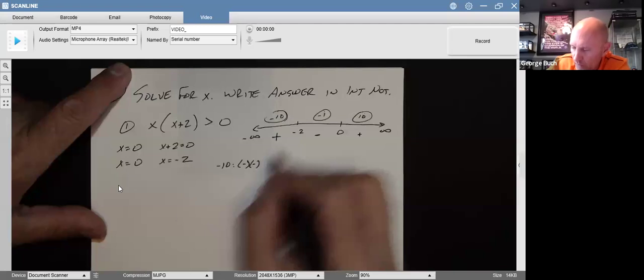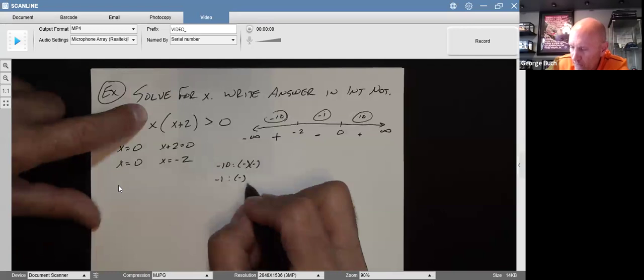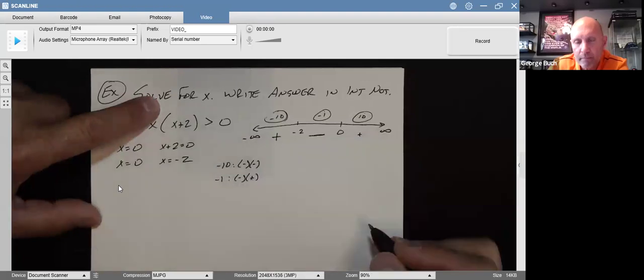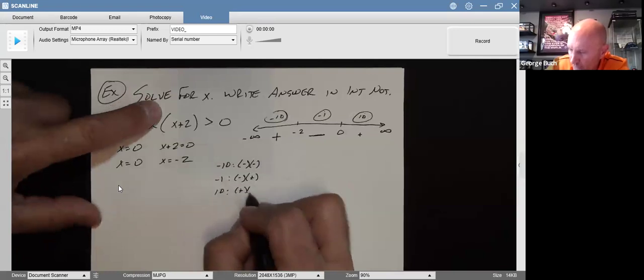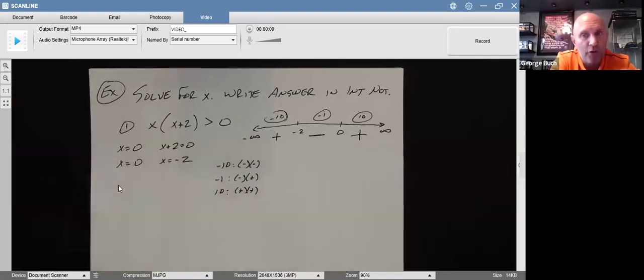Plug in negative 1. So I get negative in the front. Negative 1 plus 2 is a positive number. Negative times positive is indeed negative. And then if I check positive 10, I get a positive number times a positive number, which is positive. So it works out. My number line is alternating, so I can feel pretty good that I've done this problem right so far.